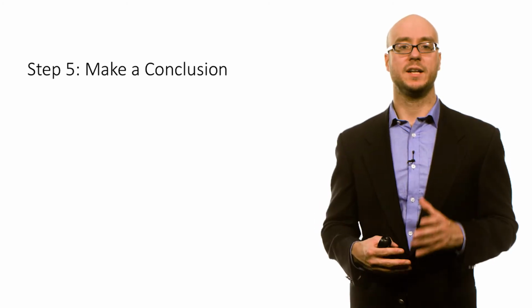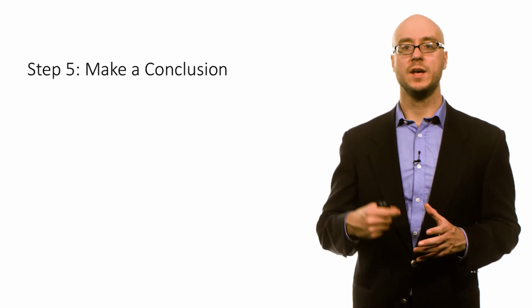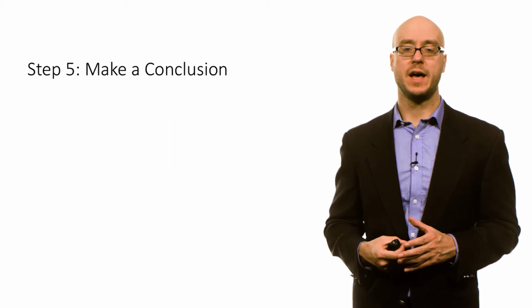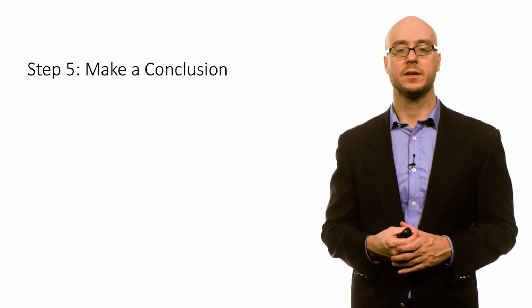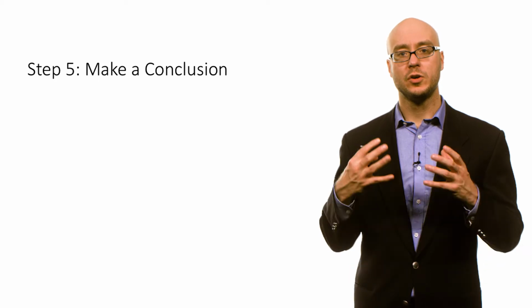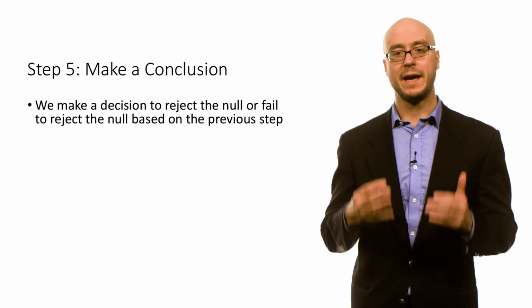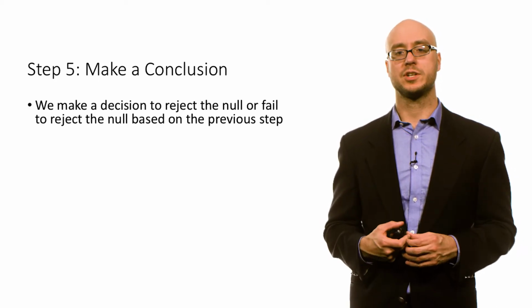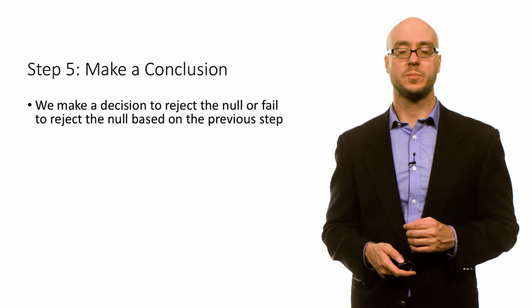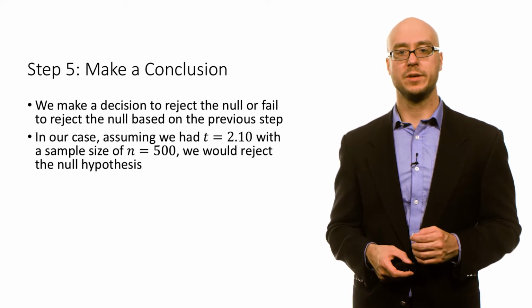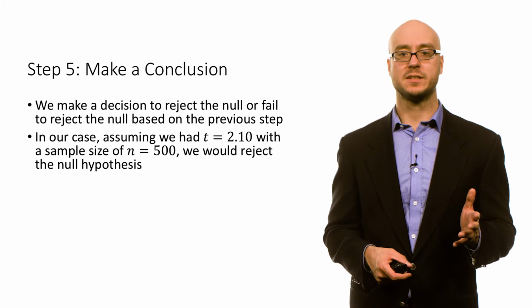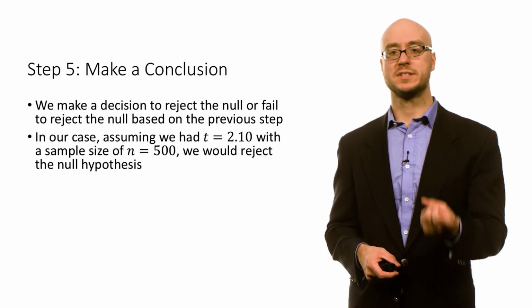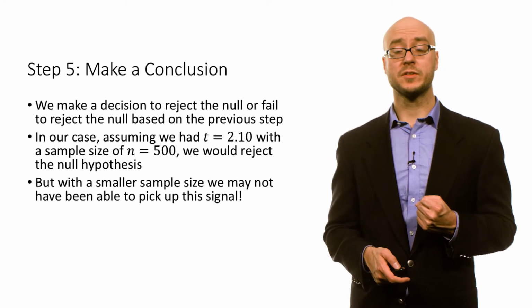Once you have calculated a t-test statistic, and once you've examined and understood the p-value and examined the critical value, you can make a conclusion, right? We make a decision to reject the null or fail to reject the null based on the previous steps of 4a and 4b. In our case, assuming we had a t-test statistic of 2.10 with a sample size of 500, we would reject the null hypothesis.